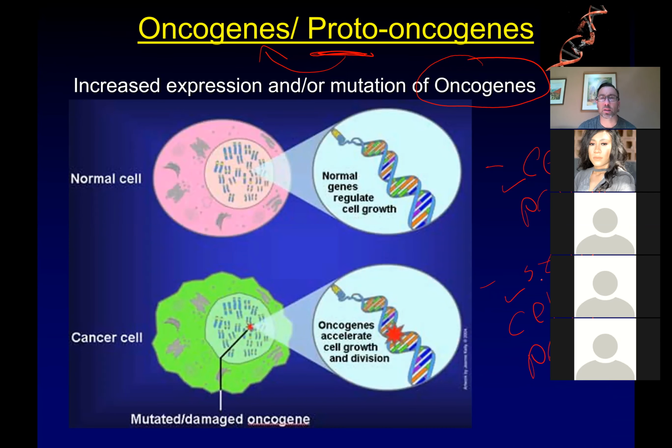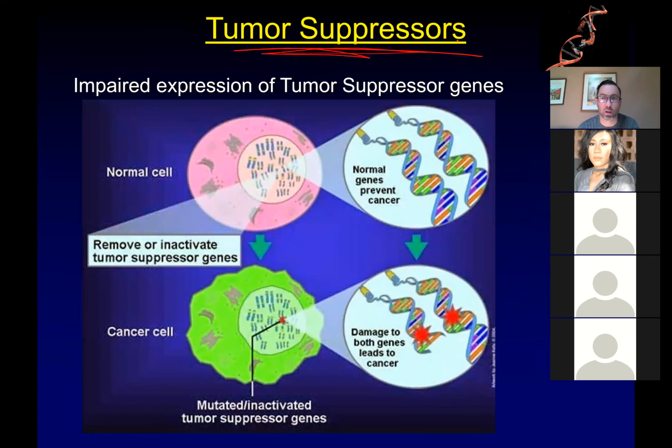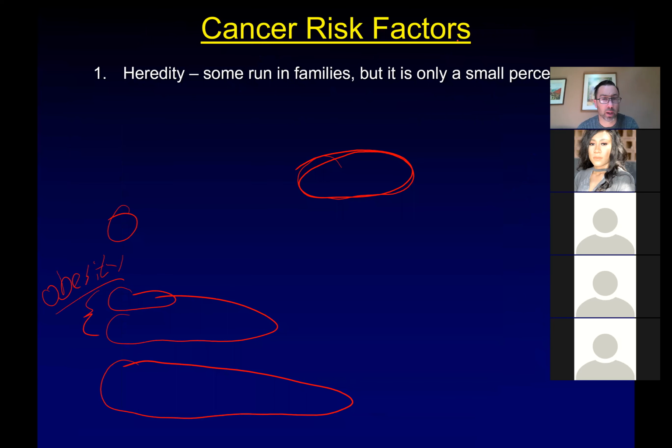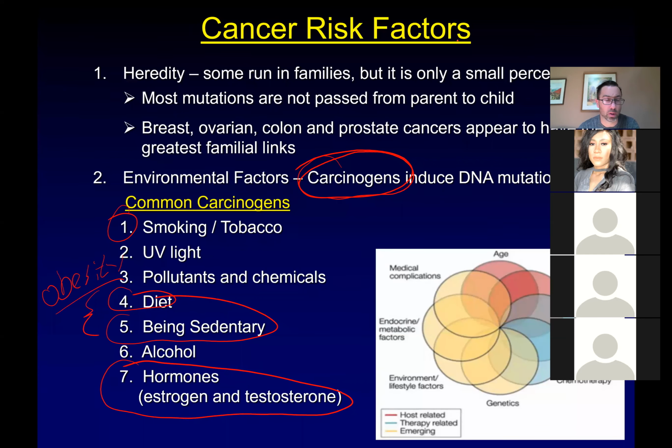So the genes that tend to get turned on, that are going to lead to uncontrolled cell growth, are often called oncogenes. These are things that control cell growth. So you turn it on and your cell is going to grow uncontrollably, even if you don't want it to. And we talked about tumor suppressors already.